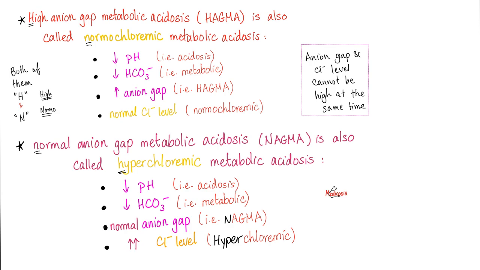The way I remember this is that I think of the anion gap and chloride as two things that cannot be elevated together at the same time. If your anion gap is elevated, it means your chloride is not elevated. But if your anion gap is normal, your chloride will be elevated. If you want to know the exact mechanisms and the explanations behind why HAGMA is normochloremic and why NAGMA is hyperchloremic, I've made 2 videos about these topics in my playlist titled Ever Wonder Why?